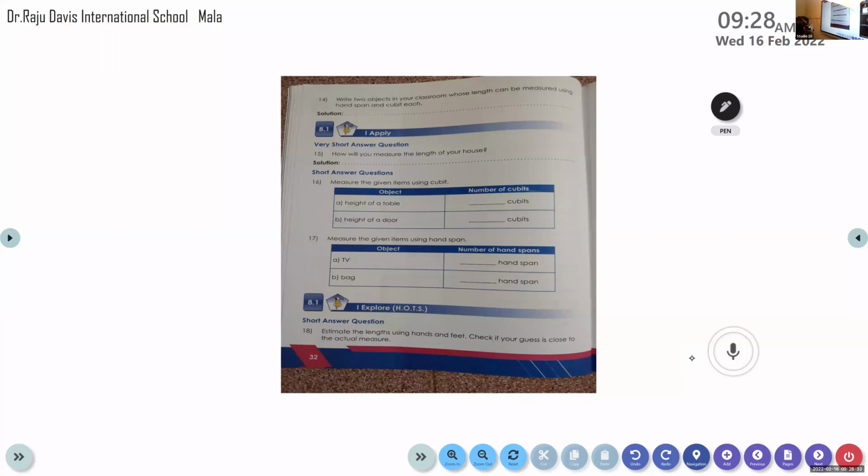Question number 14. Write object. Ma'am, 33 and 32. What is 33 and 32? Can I read? Jennifer, which page number? Are you taking 32 and 33? Ma'am, can I read the 14th question? Let's move to page number 32. Are you all ready? Yes. So question number 14. Yes, Christabel, please read.